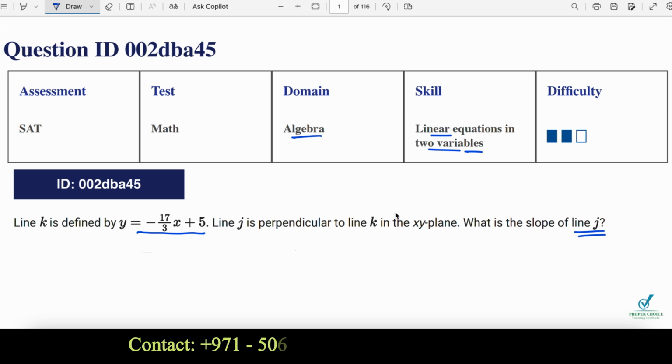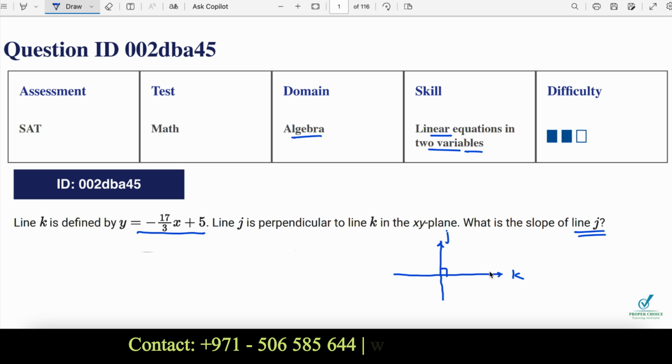Now to answer this question, you should know the concept of how the slopes of perpendicular lines are related. So let me take an example. Suppose this is the line K, and line J is perpendicular to it. Perpendicular means it makes an angle of 90 degrees. They are called perpendicular lines, or you might also study lines being normal to each other. So it's the same idea.